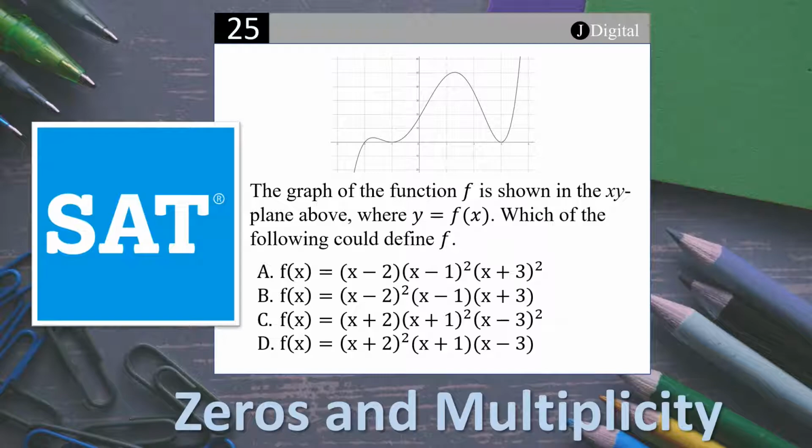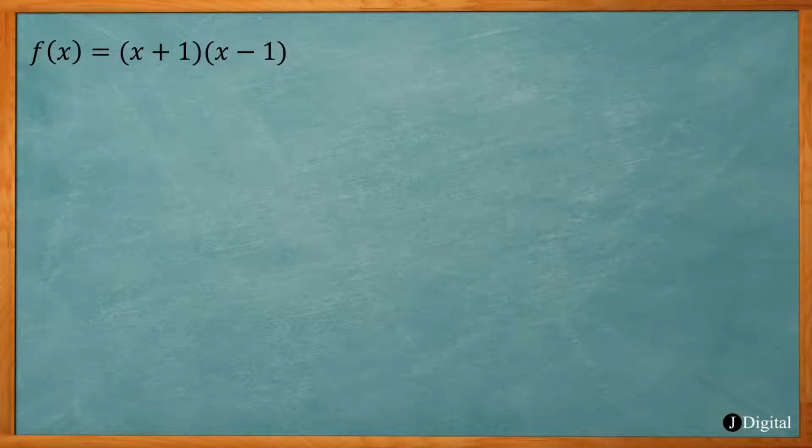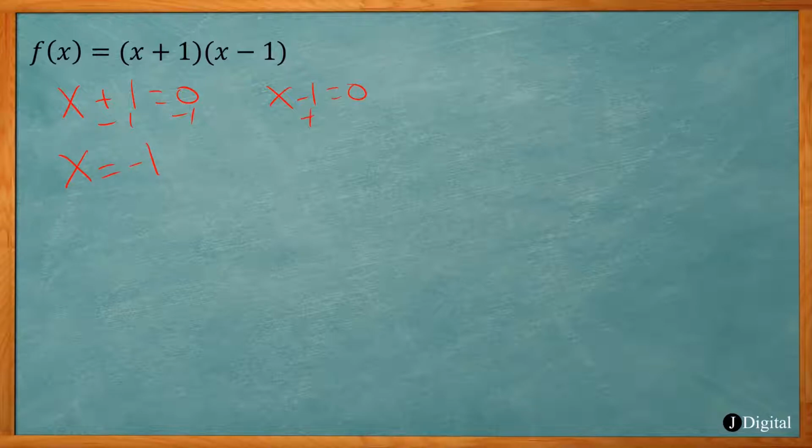In this video, I'm going to go over an example SAT math problem that deals with zeros and multiplicity. Now if we look at this function, if I wanted to find zeros of this function, I would set each parenthesis equal to 0 and solve for x. So minus 1, so x equals negative 1, add 1 here, x equals 1. So I would have zeros at x equals negative 1 and positive 1.